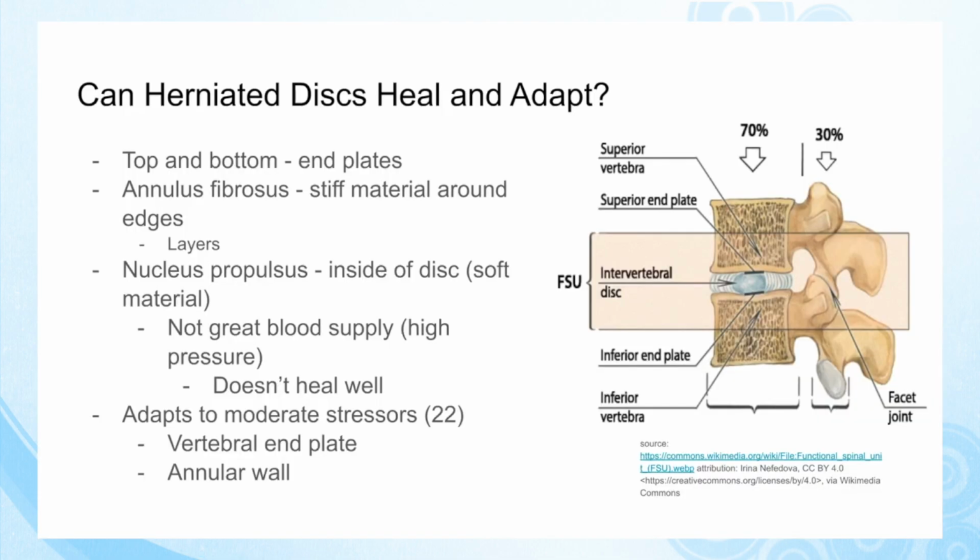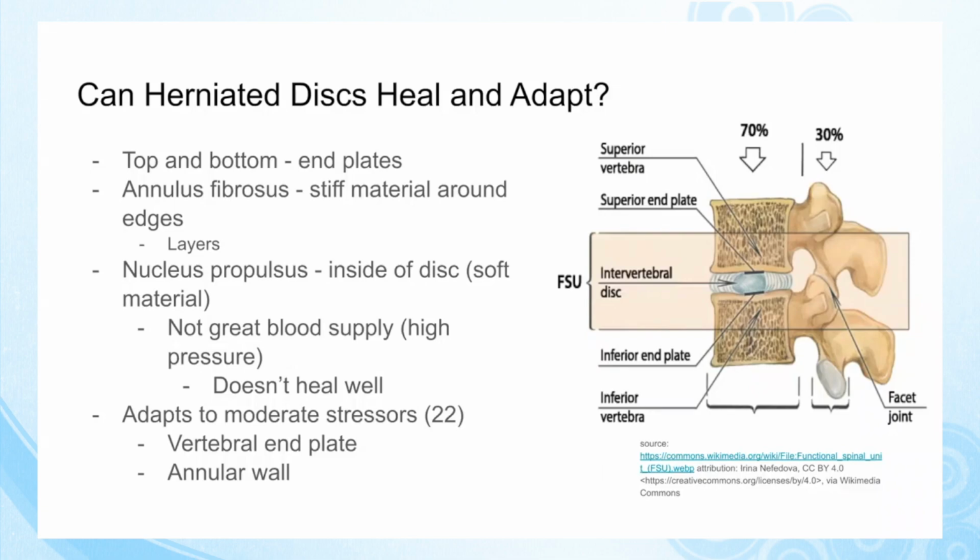So this kind of brings up the question: can herniated discs heal and adapt, right? So going back to our anatomy, the top and the bottom of the discs are going to be the superior and inferior end plate. The annulus fibrosus is a stiff material around the edges, and you can see there's layers, right? The inside is the nucleus pulposus. Inside of the disc, that's a soft material.